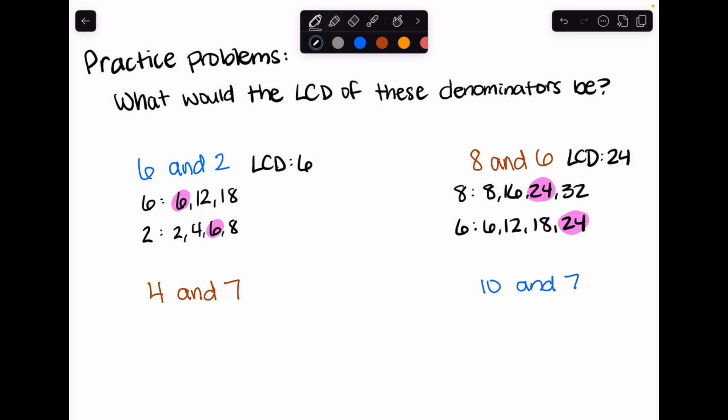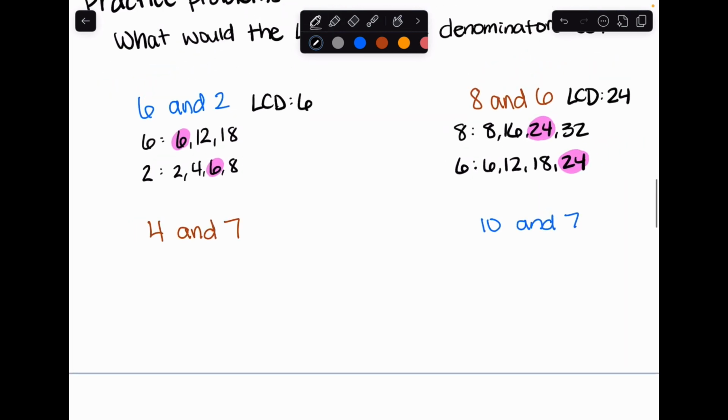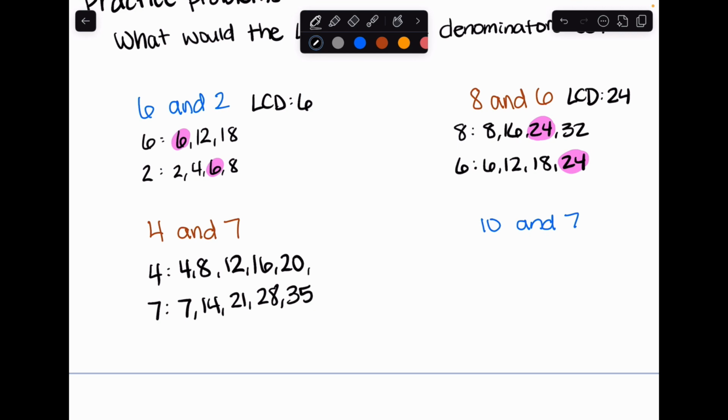All right, 4 and 7. For 4 and 7, we're going to skip count with 4: 4, 8, 12, 16, 20, and then we'll do 7: 7, 14, 21, 28, and 35. Looking at both lists, I don't have anything in common yet. I usually have my students list about 5 to 6 and check, and then if they don't see anything, to keep going. That way we're not spending too much time just listing numbers if we don't need to.